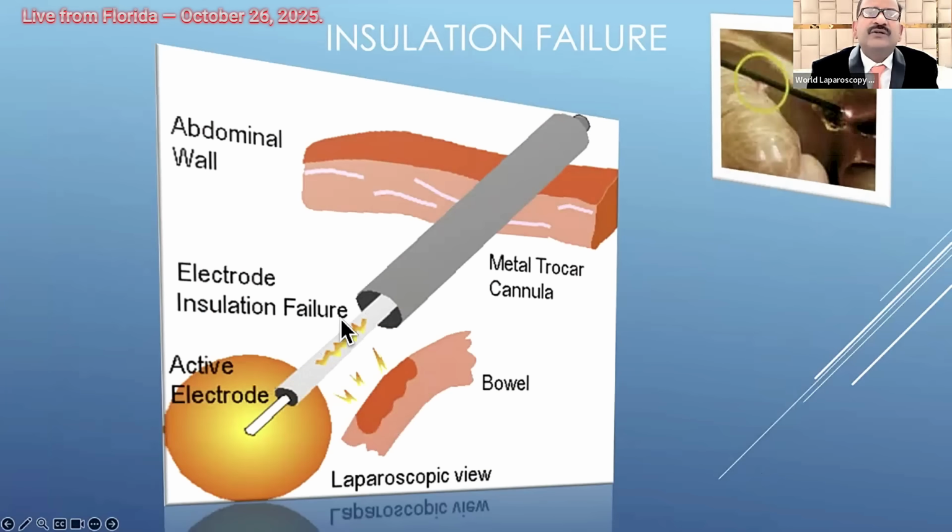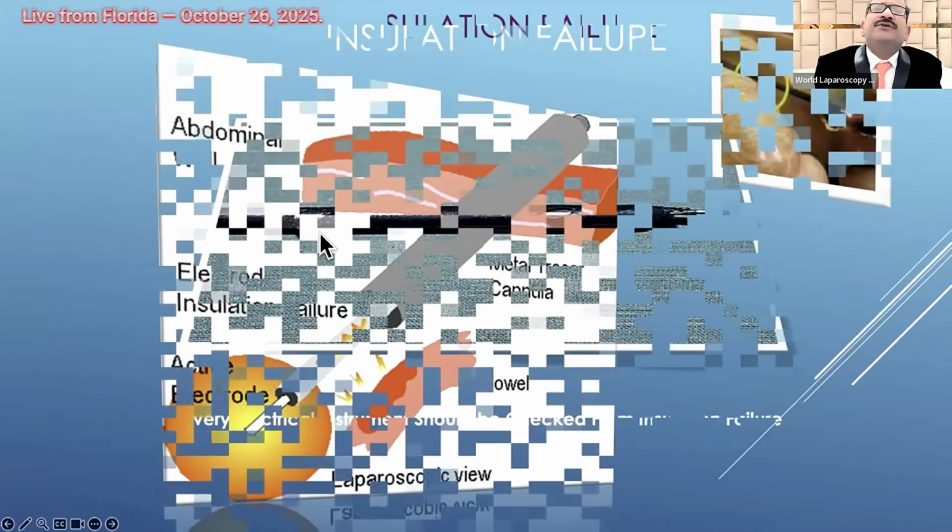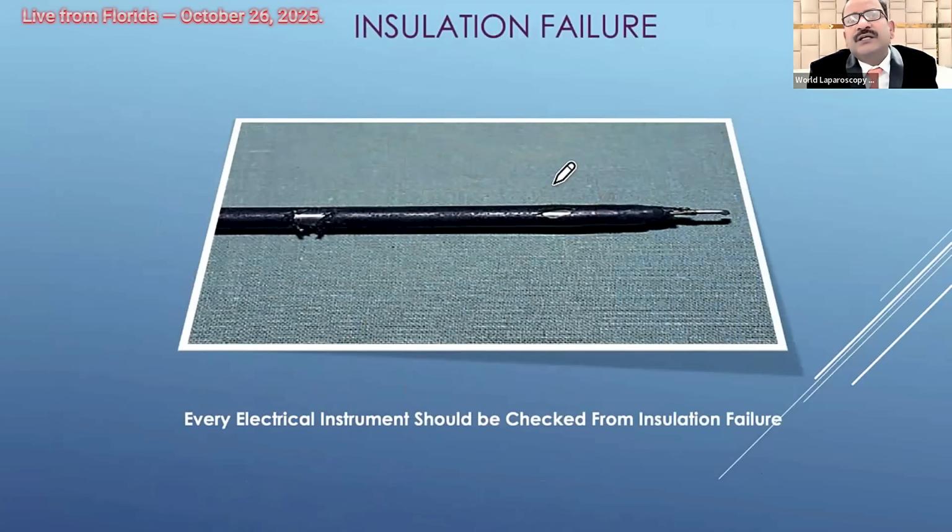After that, insulation failure. We should also check the insulation of all instruments. If there is an insulation failure, it can burn, and this type of insulation failure is very dangerous. So we should check all the instruments. Like I will show you here, you can see this hook. This is a hook. It looks very good, very nice, absolutely fine. But you can see here that there is a small burn, and this burn can kill the patient.